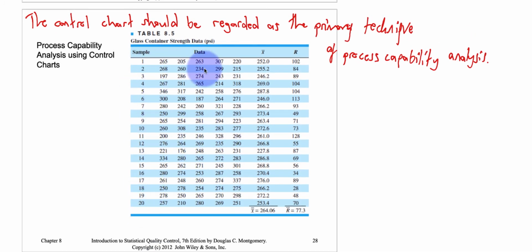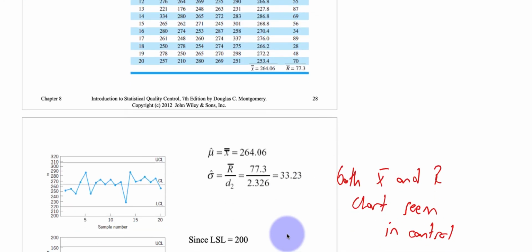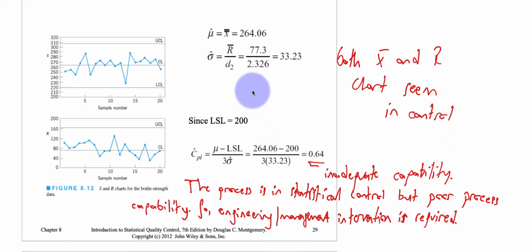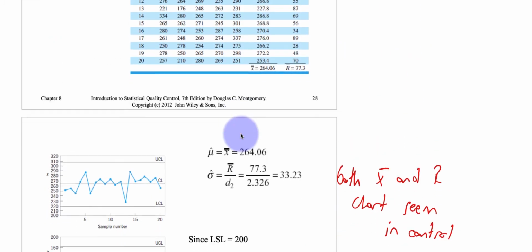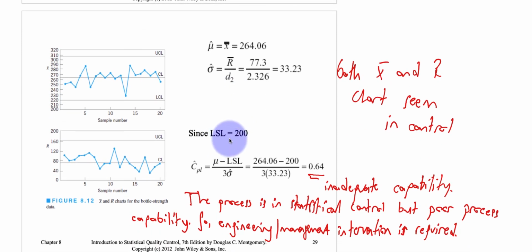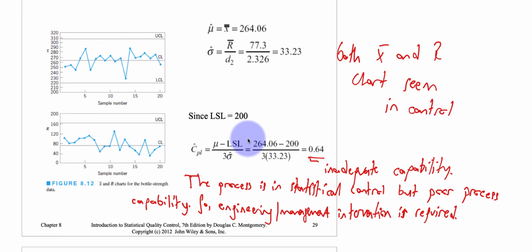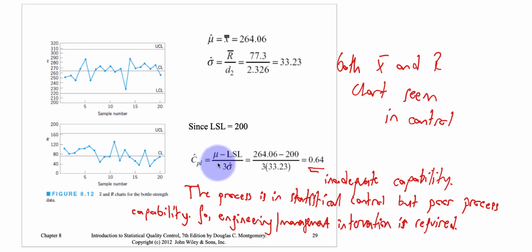We have 20 samples and each sample has 5 items in it. This is the grand sample average, and this is the average of the range. So we calculate the estimation of the mean, the grand average, and this is the estimation of the standard deviation, average of R, the range, over d2, and it is that value. And the specification limits are also given in this example. It says the lower specification limit is 200. And that's why the lower-sided process quality ratio will become this, the mean minus the lower specification limit over 3 sigma. And here we are using the estimations instead of mu and sigma.